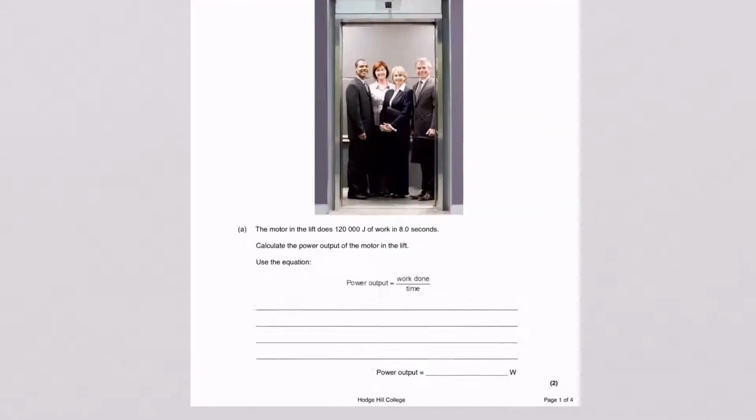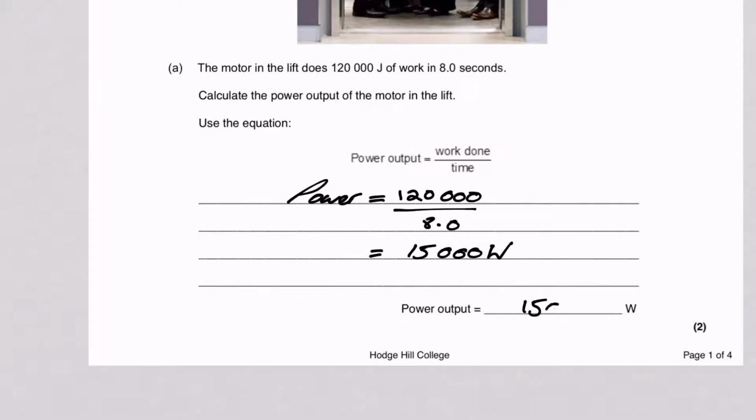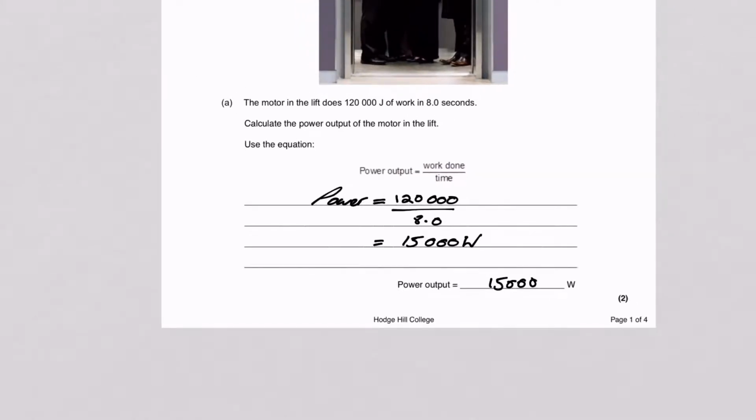Next question. The next question is asking about power. This is just a revision thing from last time. So what I'm going to do is I'm just going to put the numbers in. So I've got the numbers that I'm taking from the question. I'm using my calculator. I've got my answer. I know that that's in watts. I put the answer in. I get 1 mark for putting the numbers in, 1 mark for the answer.